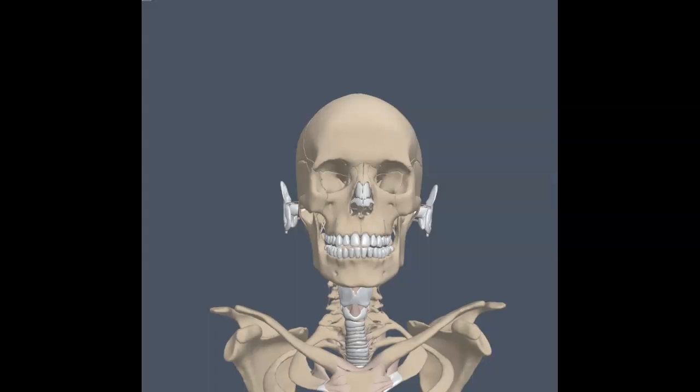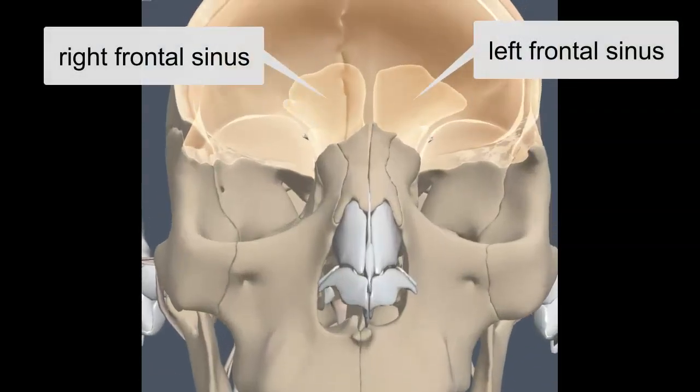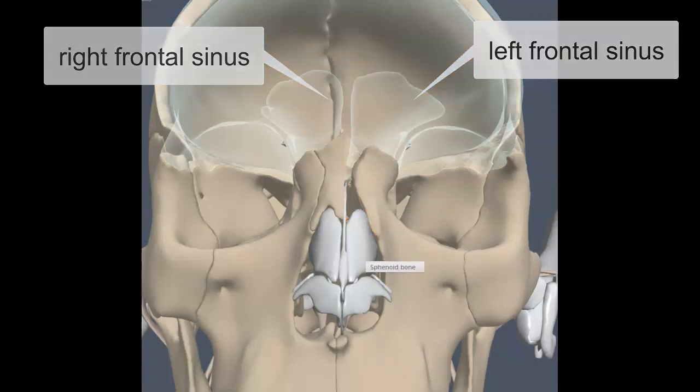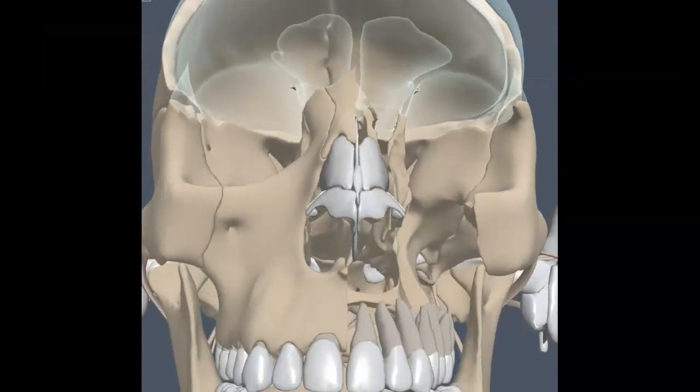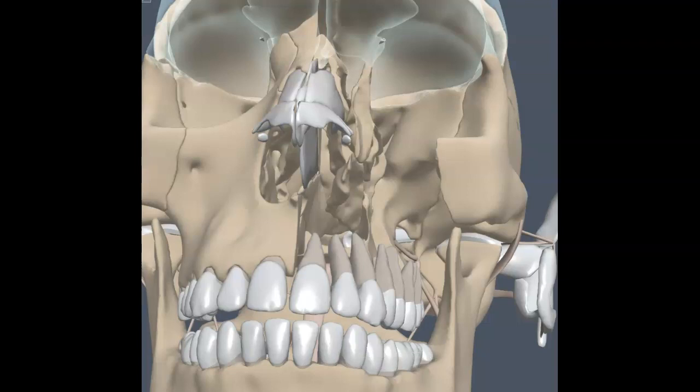The paranasal sinuses are hollow cavities contained within 4 skull bones. They function to reduce the weight of the skull, and they affect the sound of our voice. The frontal bone contains the frontal sinuses. You can see those here. And removing some of the skull, we can also see how the frontal sinuses are continuous with the nasal cavity.